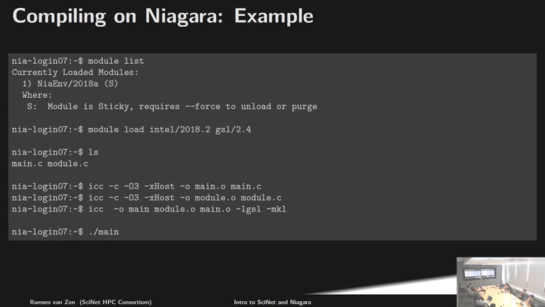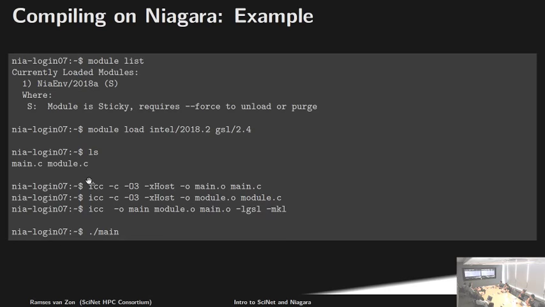Okay, so suppose we've just loaded nothing yet, and we have some software to compile. Let's say that's our use case, what we do. So we have NiaEnv loaded, and we go, okay, let me load the Intel compiler, and let me load a library called GSL, and it's just to show you an example of another module. Suppose I have two C codes that I need to compile. Usually, you'd have a makefile or a cmakefile or something like that.